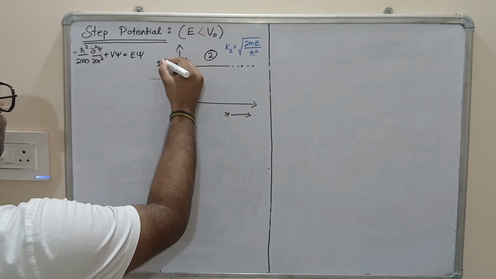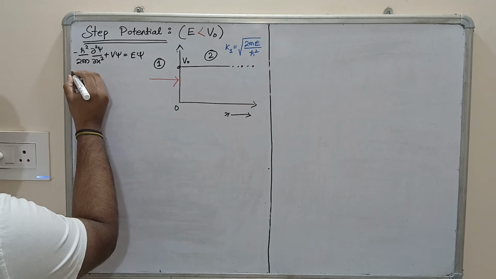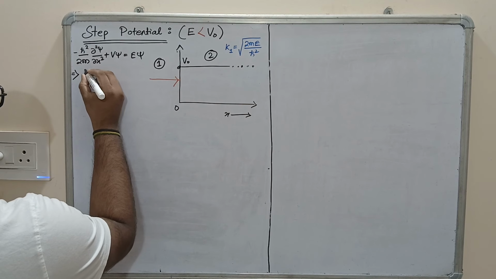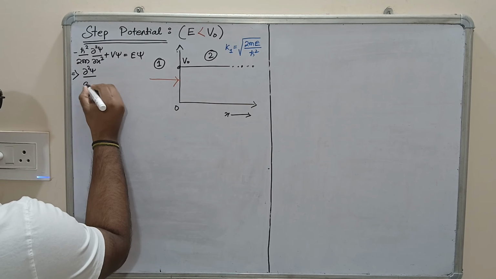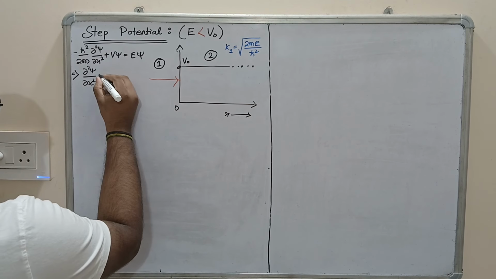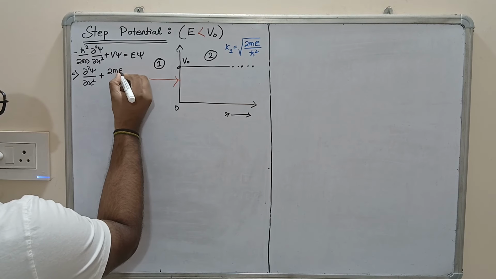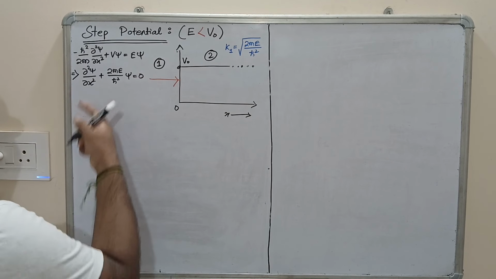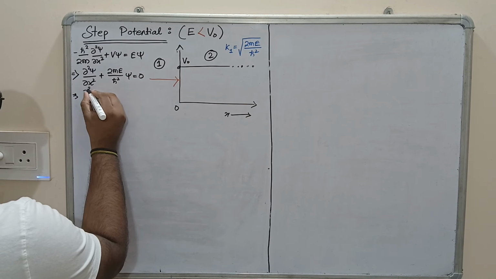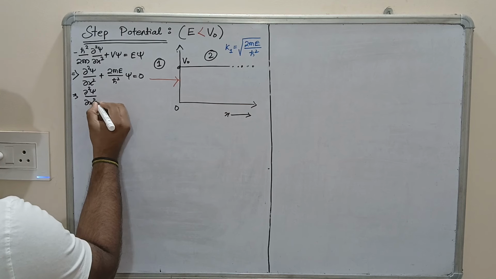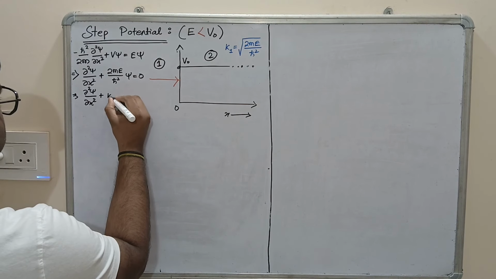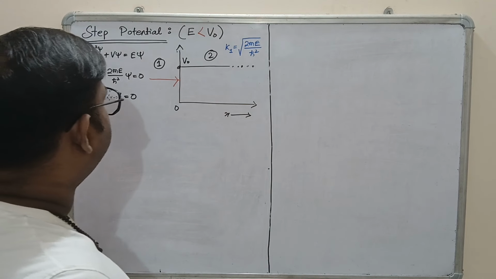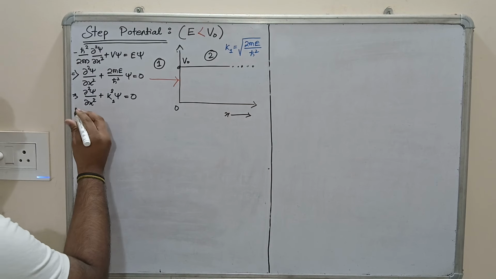Now this is our region 1, this is your region 2. Now in region 1, V equal to 0, so del square psi by del x square is equal to minus 2mE by h bar square psi. This is the very famous equation which we are coming to. We have solved this kind of equation in simple harmonic motion also, and now we are doing this in quantum mechanics. I have done this kind of derivation in my last 2 videos also.